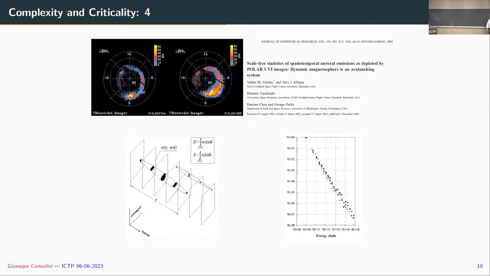These are some other results. For instance, by studying the aurora blobs, as observed by Polar UVI images in the ultraviolet, they could reconstruct the energy deposited in every single blob. When they computed the distribution function, they found a nearly power law distribution function covering nearly six orders of magnitude. So this was really impressive.